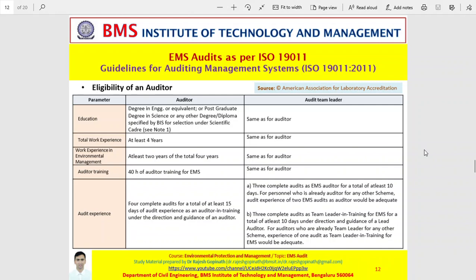Also, the total work experience for both of them would be at least 4 years. Not only that, in this 4 years, at least 2 of those years should have been in environmental management itself. Apart from this, they both should have undergone auditor training of at least 40 hours and in specificity to EMS only. So what sets the auditor apart from a team leader?